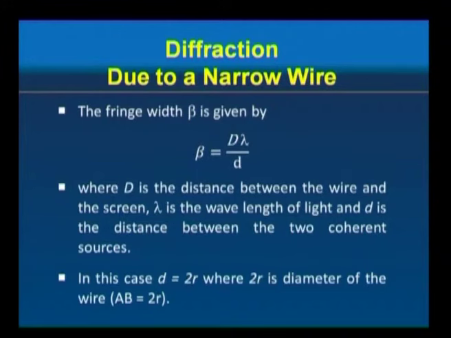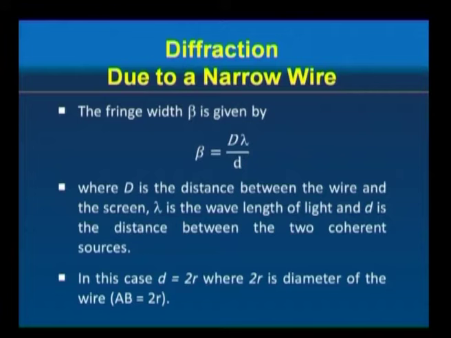where capital D is the distance between the screen and the two coherent sources, or the two virtual sources produced by a single real source. So, the two virtual sources are here, the screen is here, and the distance between the screen and the virtual sources is capital D. Small d is the distance between the two virtual sources. Lambda is the wavelength of the monochromatic source. So, I write now: D is the distance between the wire and the screen, lambda is the wavelength of the light used, and d is the distance between the two coherent sources.